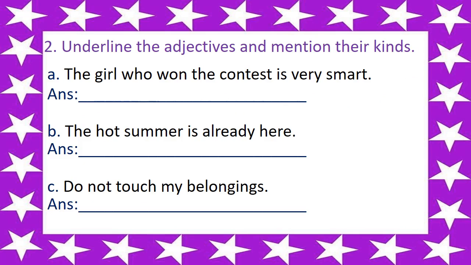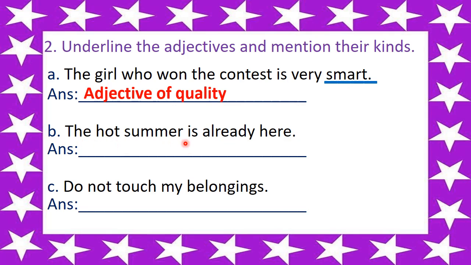Question number 2. Underline the adjectives and mention their kinds. So, A. The girl who won the contest is very smart. So now here the word smart is an adjective. The word smart describes the quality of the girl who won the contest. So, adjective of quality.